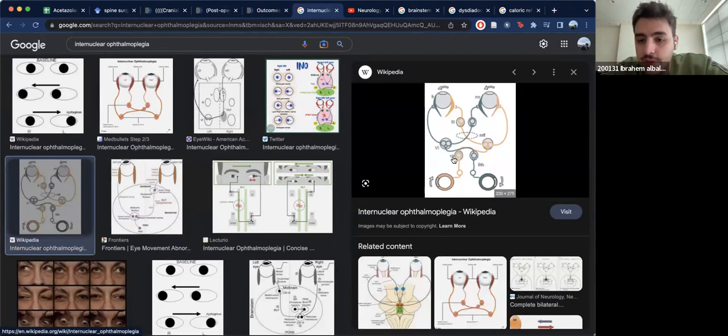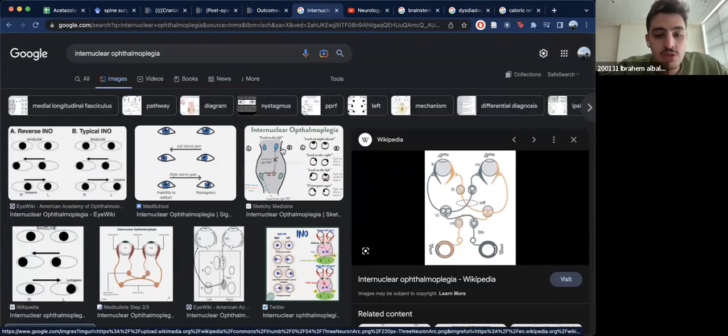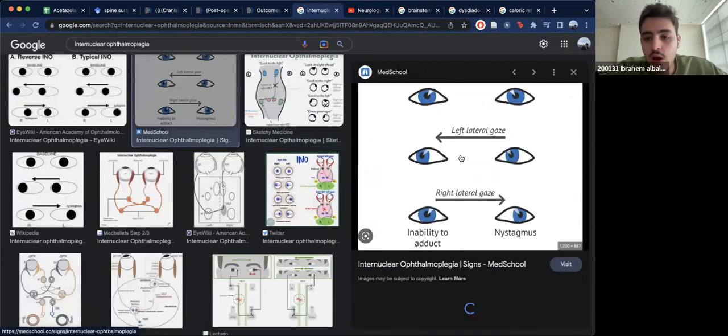It's connected to the abducent nuclei, and then the abducent nuclei are connected to the oculomotor nuclei through the medial longitudinal fasciculus. So the medial longitudinal fasciculus coordinates these movements. When you have damage to the medial longitudinal fasciculus, this is what happens.